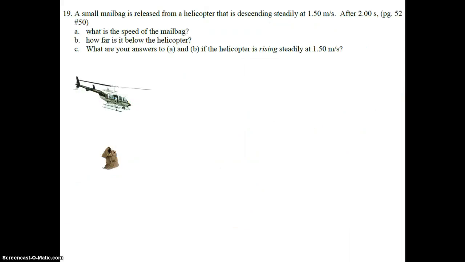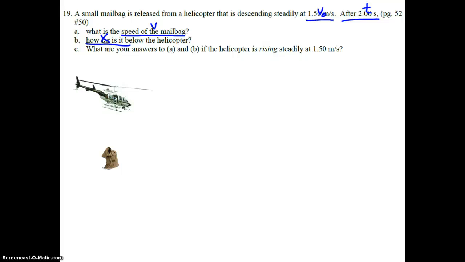A small mailbag is released from a helicopter that is descending steadily at 1.5 meters per second. So we know that's velocity. After 2 seconds, and they gave us time, what is the speed of the mailbag? So we now recognize that the 1.50 meters per second is initial velocity. The speed of the mailbag is its final velocity. How far is it below the helicopter? That's x. And what are your answers to A and B if the helicopter is rising steadily at 1.5 meters per second instead of descending?